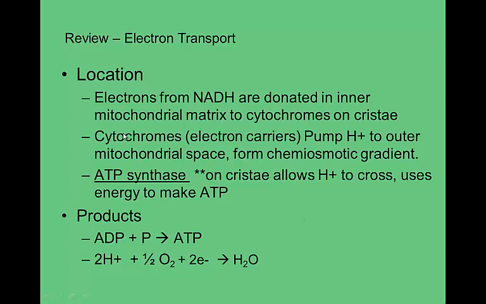Finally, we can talk about the electron transport chain. The electron transport chain starts at the inner mitochondrial matrix, where reduced NAD donates its electrons to the cytochromes, or the electron carriers that are found on the cristae, or the inner mitochondrial membrane. The cytochromes actually will use the energy from those electrons to pump hydrogen to the outer mitochondrial space, forming a gradient. And finally, ATP synthase, a special enzyme that's found on the inner mitochondrial membrane, will allow hydrogen to cross and use the energy to make ATP. Again, the products are ATP and water for the electron transport chain.